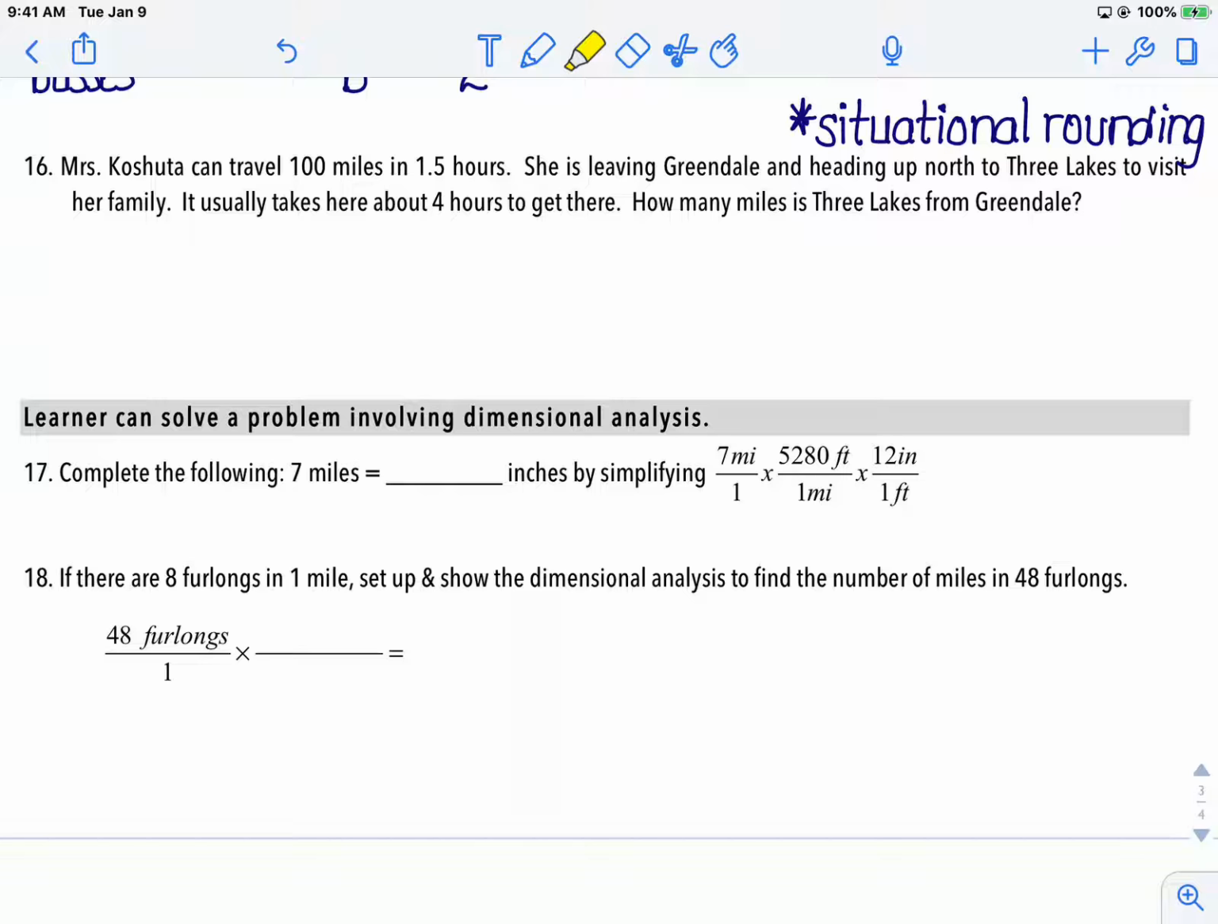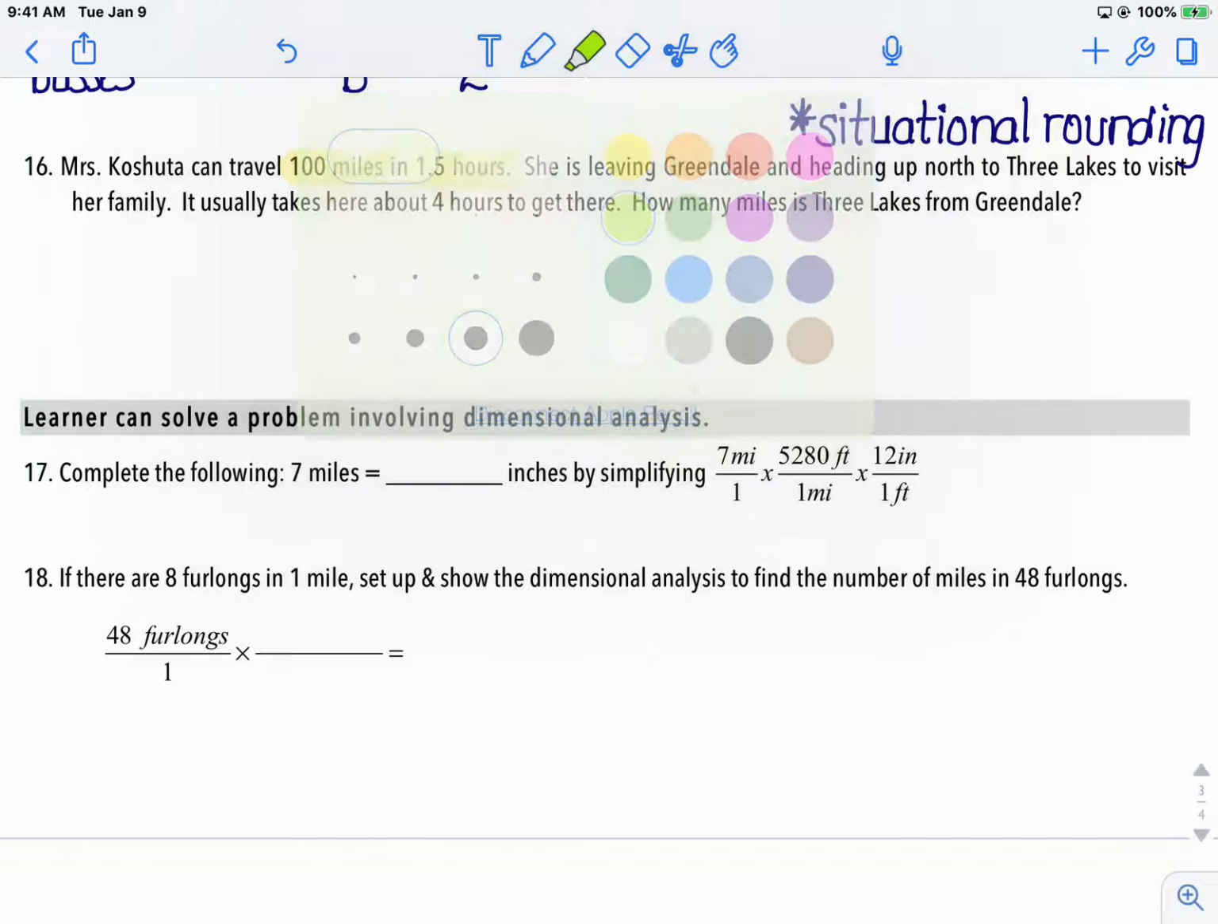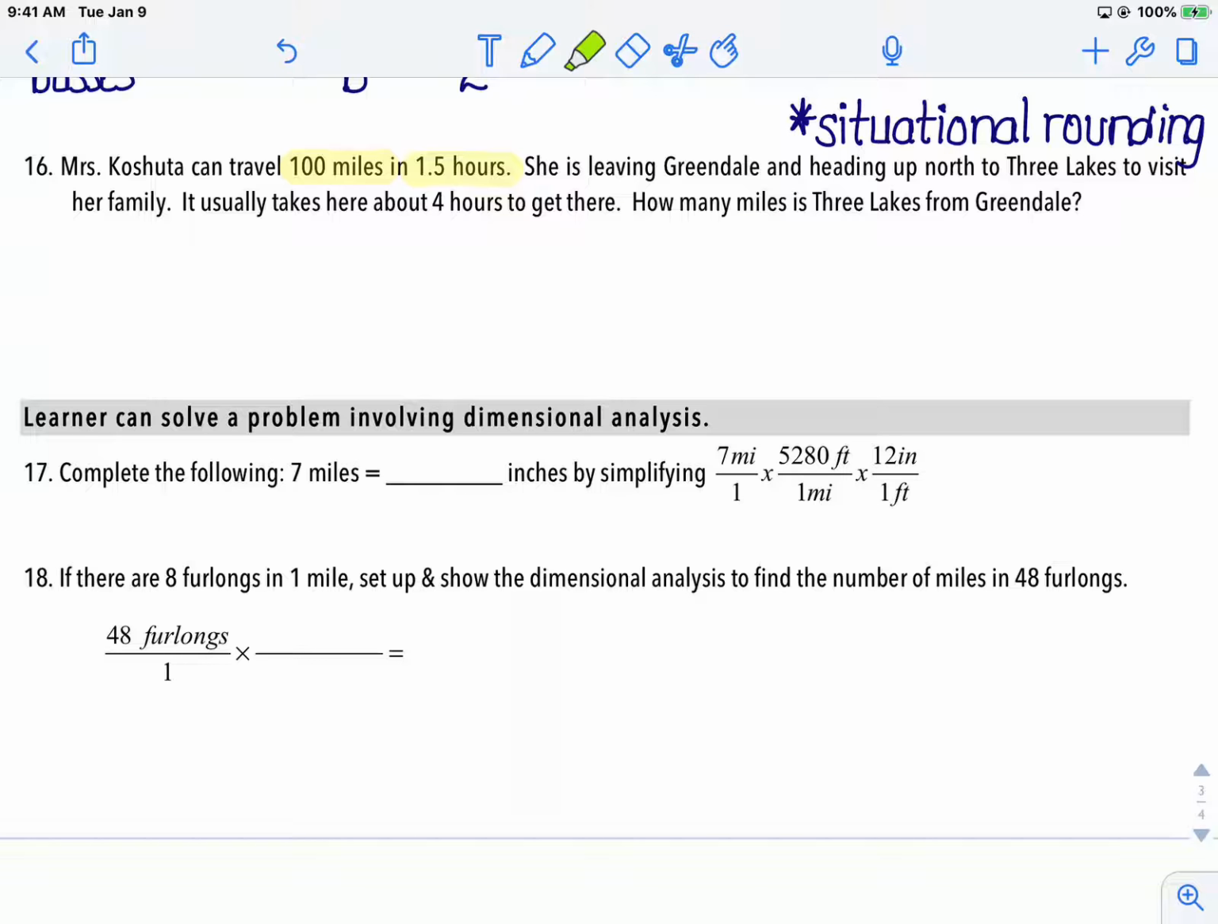Number 16, same plan of attack. I read through about Mrs. Chpt, and I read that she can travel 100 miles, and then it tells me about time, hours. Then as I read through again, she's leaving Greendale, and it usually takes her 4 hours. They're mentioning hours again. So how many miles is that? So I keep seeing a comparison to miles and hours.